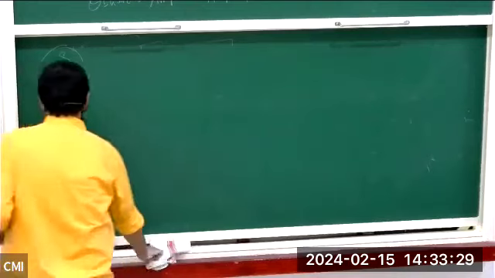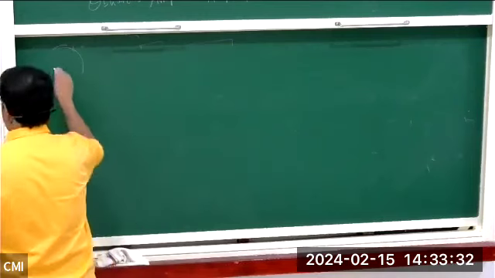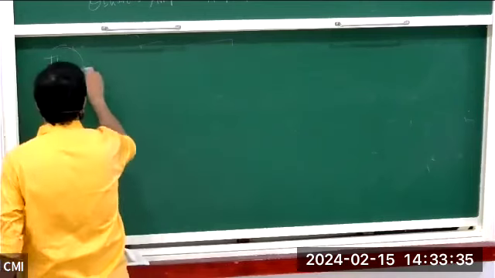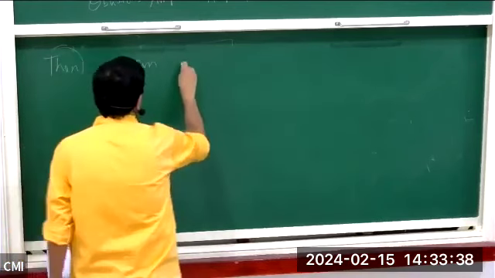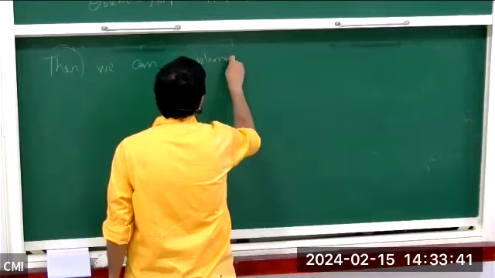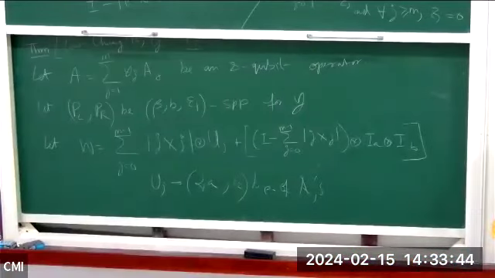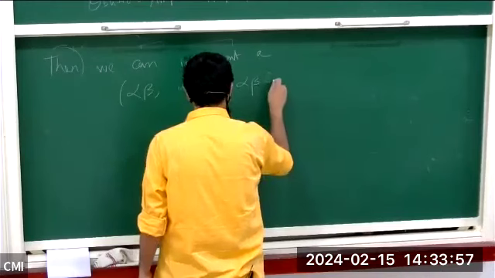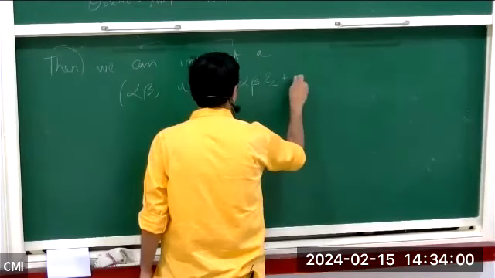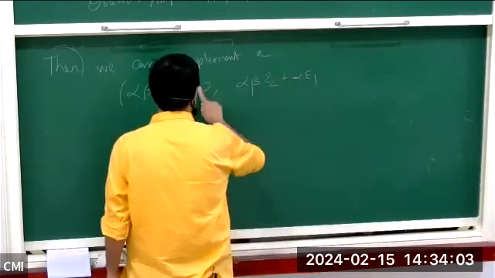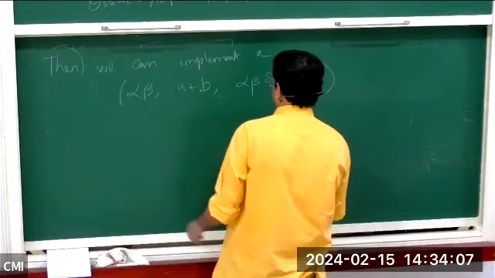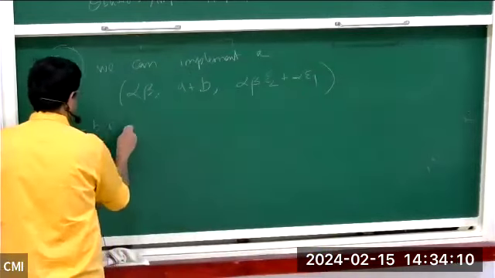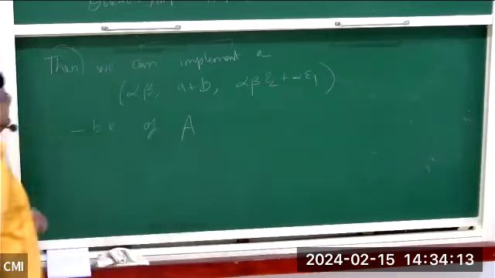Okay. Then this carries on here. Then we can implement an (αβ, a plus b, αβε2 plus αε1) block encoding. This is the theorem.